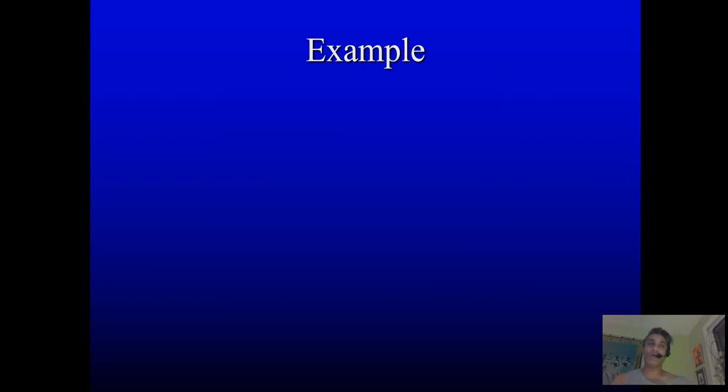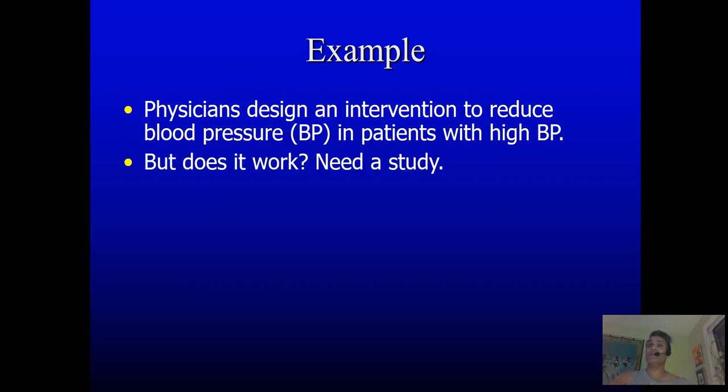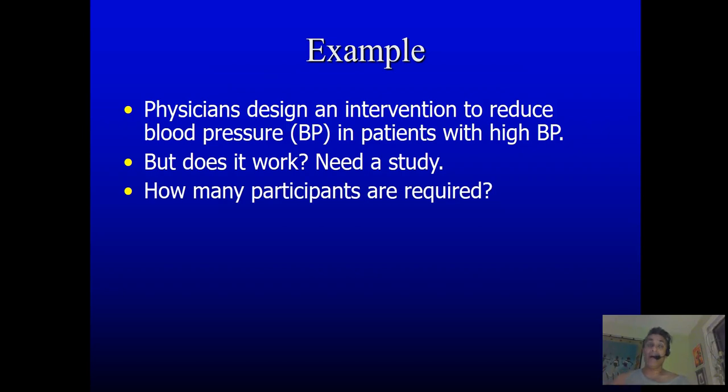The example we are going to work through today is a simple one. You've got some clever doctors who have invented a pill that we think is going to reduce blood pressure by some amount, and we want to find out if it works. How are we going to find out? We're going to have a study. That's what research is all about, doing studies to see if our stuff works. But if we're going to do the study, how many people do we need in our study?